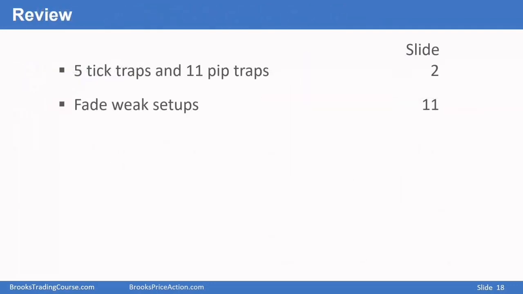In this video, I talked about 5 tick traps and 11 pip traps, where the market goes almost far enough for a scalp and then reverses. And finally, I talked about fading weak setups.